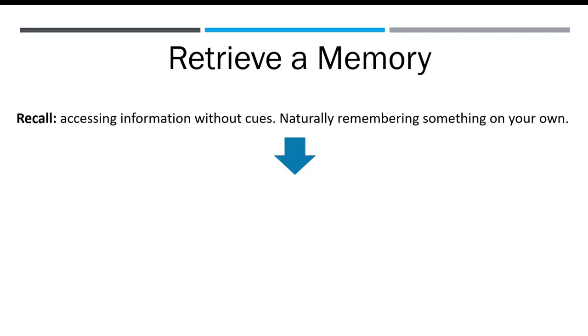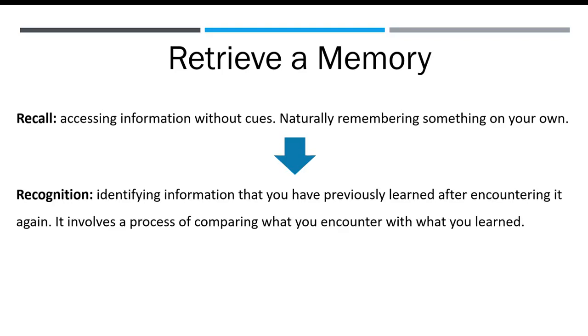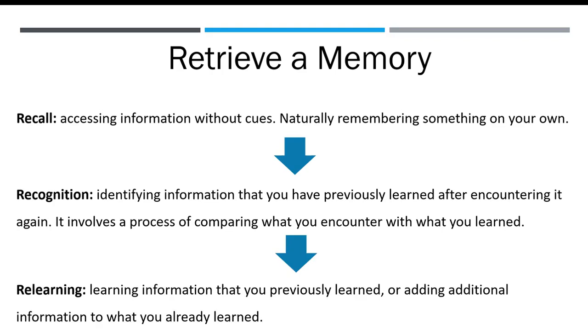And then next, once we recall that information, we need to recognize it by identifying information that we have previously learned after encountering it again. And this involves a process of comparing what you encounter with what you previously learned. And then lastly, we can relearn something by learning information that we previously learned or adding additional information to what we have already learned.